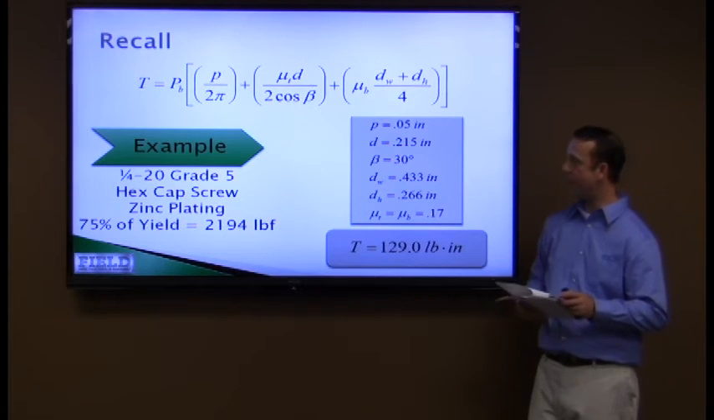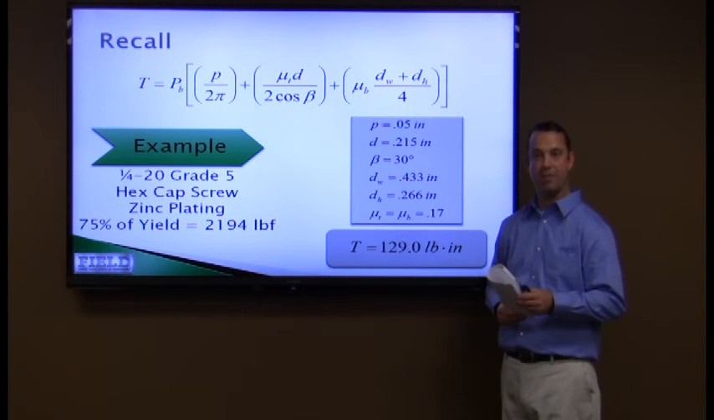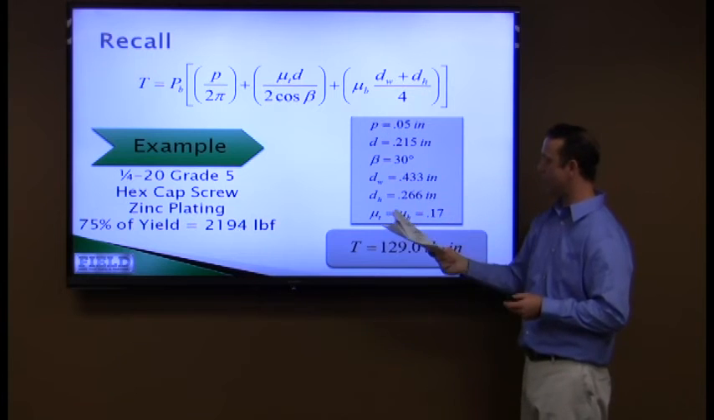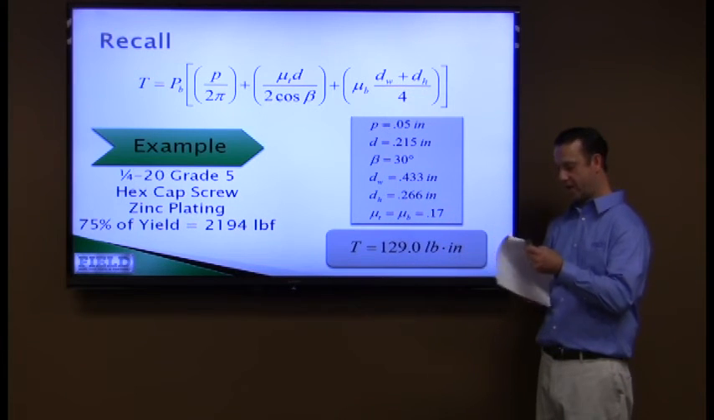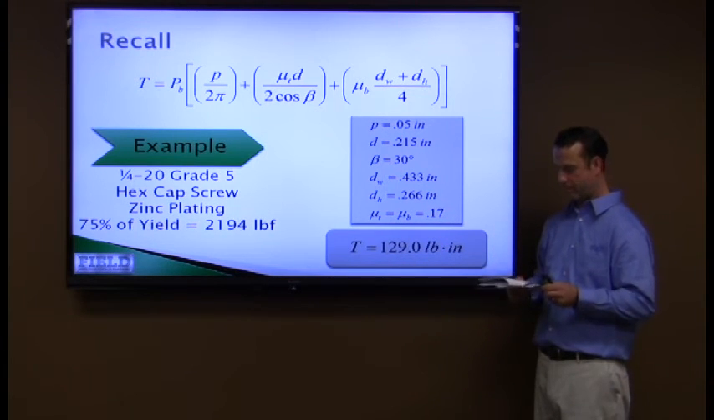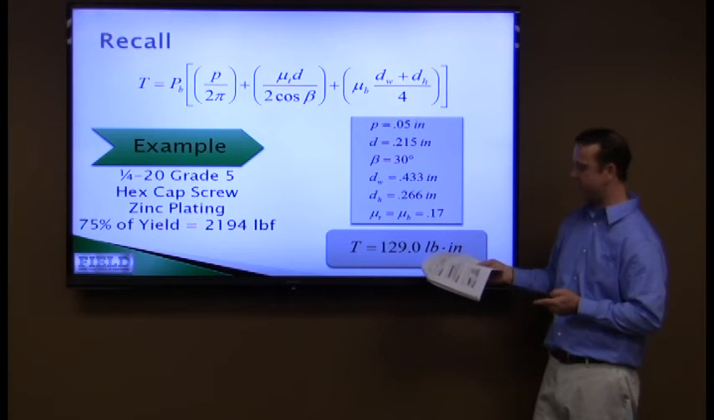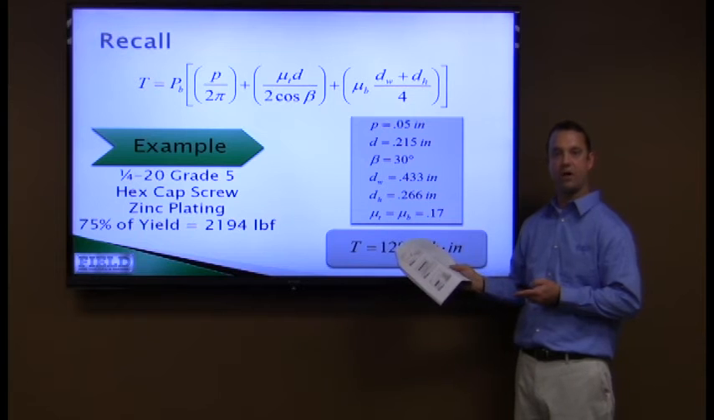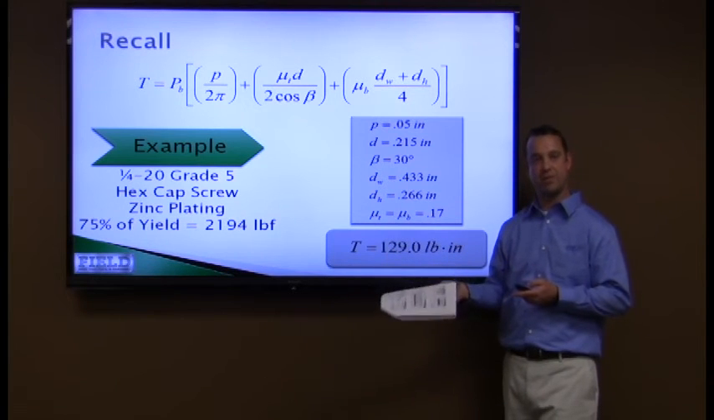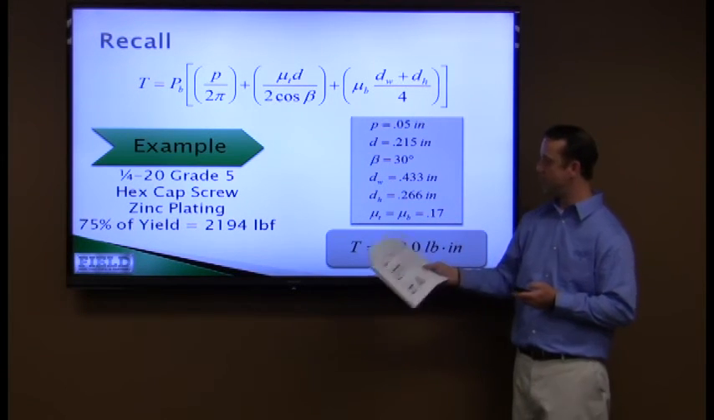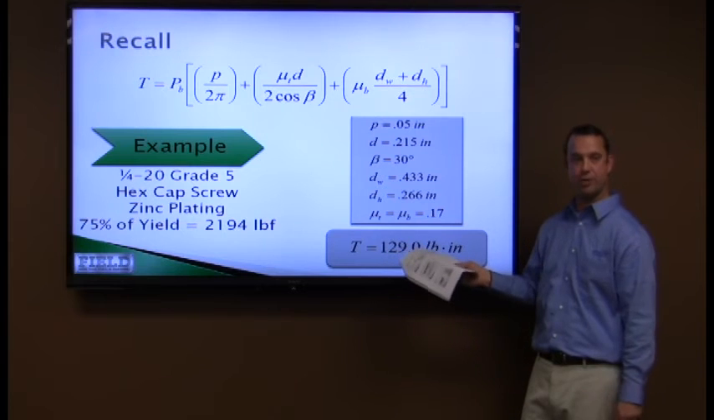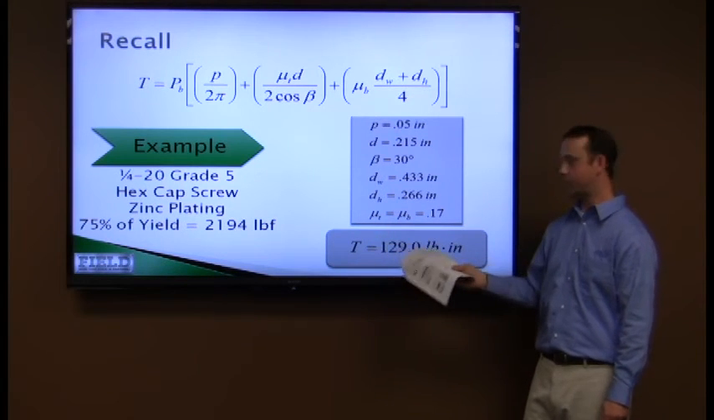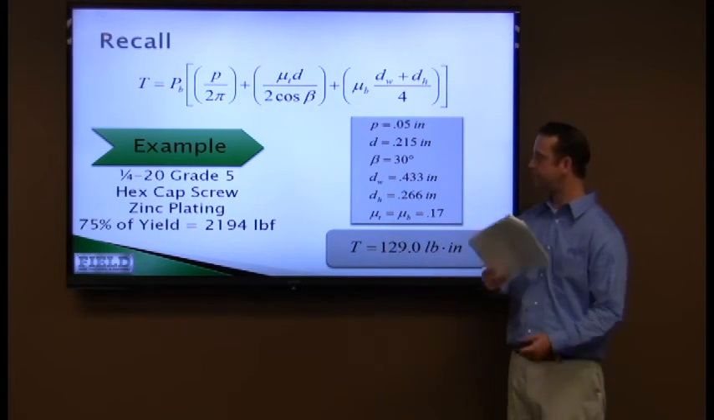So remember, if we did our last math problem on the same kind of part, ran through all of our numbers, we got 129 inch-pounds of torque. So again, this is just different methods of estimating. We had 121 with the short version, 129 with the long version here. Different methods of estimating what your torque is going to be. This method here takes more of the geometry into account, so that's where your subtle difference comes from right there.